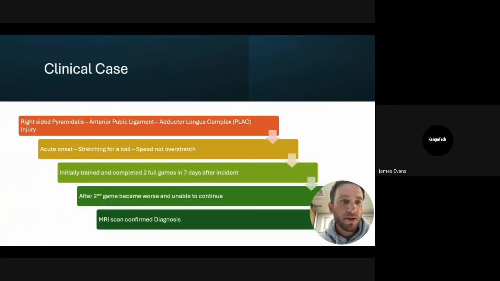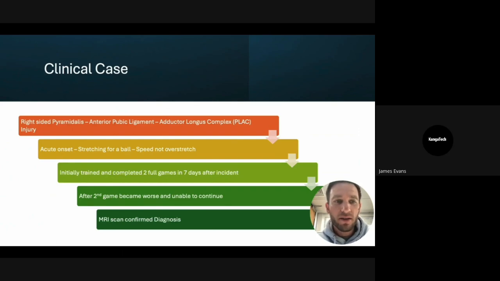So the clinical case we had was a player that sustained a right-sided pyramidalis anterior pubic ligament adductor longus complex injury, which for the rest of the presentation is just going to be called the PLAC injury. This was an acute onset when he was stretching for a pass out to the side. It wasn't a full overstretch, but it was more the speed of the movement and the quick reaction to the pass where he felt the initial onset of the pain.